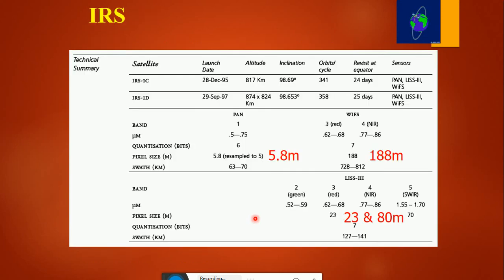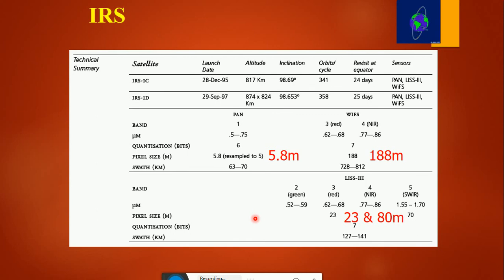Orbit cycle is 341 days and 350 days. Revisit 24 days, 25 days. Sensors: PAN, LISS-2, LISS-3, and WiFS for the second, IRS-1D. Band 1 for panchromatic, with 5.8 meter resolution pixel size, and WiFS bandwidth with 188 meter pixel size. Similarly for the bands in micrometers in the green, red in the visible range to the near infrared, that is the 23 and 80 meter.